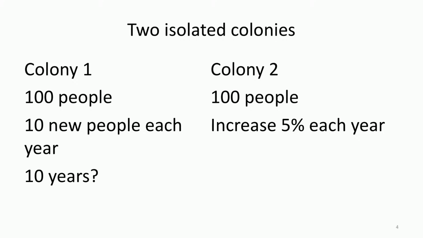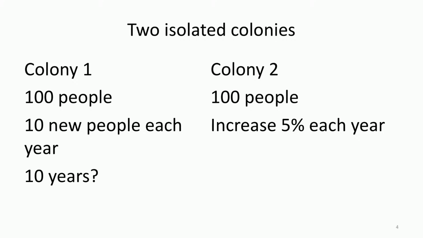You have two isolated colonies of people. These are on islands in the South Pacific or whatever, maybe some hidden valley somewhere. So you have colony number one. Colony number one has 100 people, and it turns out that they gain a constant 10 new people each year, which is pretty impressive for 100 people. You couple them up, and that's 50 couples. So they're pumping out 10 new babies, maybe, each year. And I want to know what's going to happen 10 years from now. How many people will be in that colony?